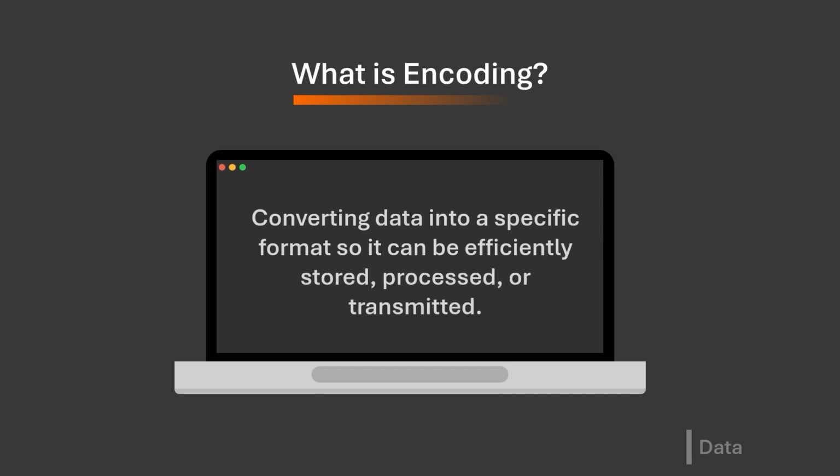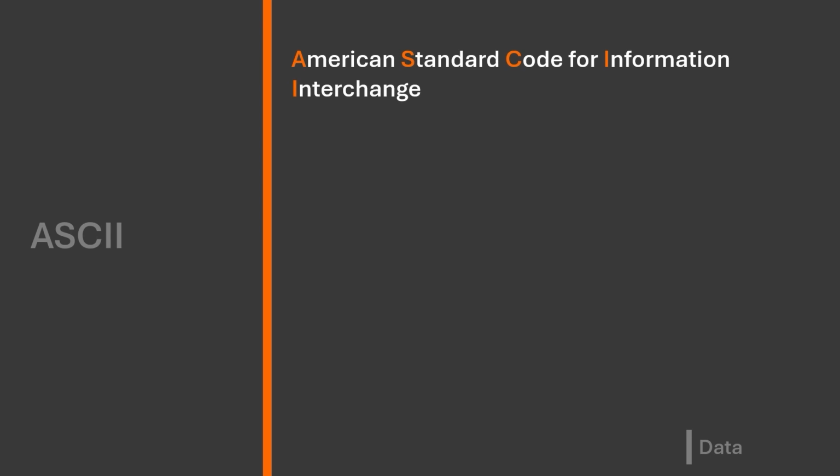Without a universal encoding standard, systems would fail to interpret characters consistently, leading to corrupted text and communication errors. The most common encoding standard is ASCII, which stands for American Standard Code for Information Interchange, and it maps characters to binary values using 7 bits. This means it can encode 128 unique characters because 2 raised to 7 bits gives us 128 range of values.